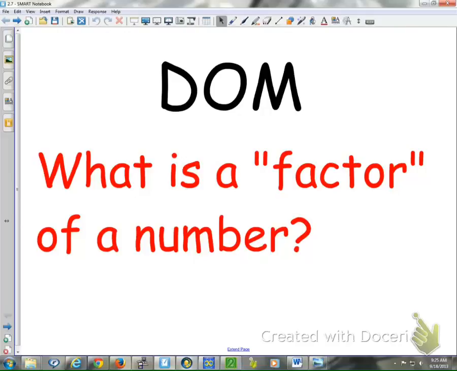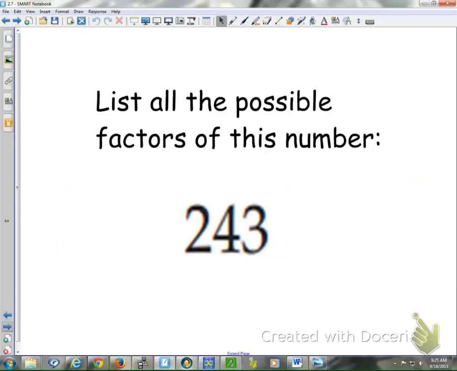So, factors are two numbers multiplied to get another number. What we're going to be doing today are things like this. We are going to be doing things like the cube root of 243. And that's only one tip of the iceberg of what we're doing.